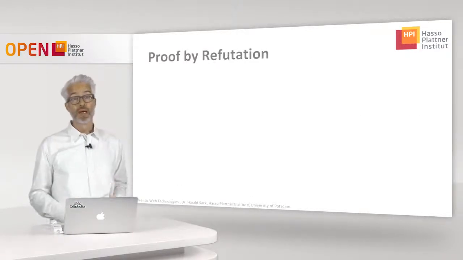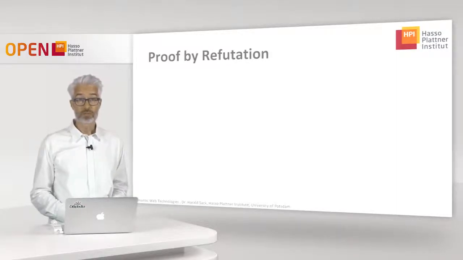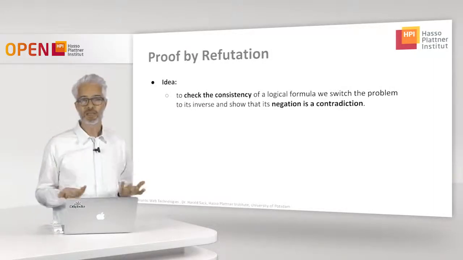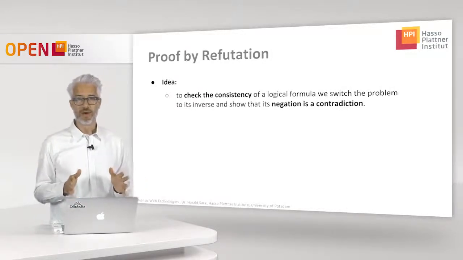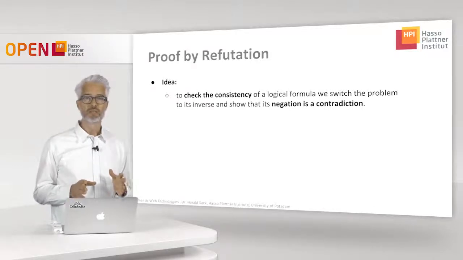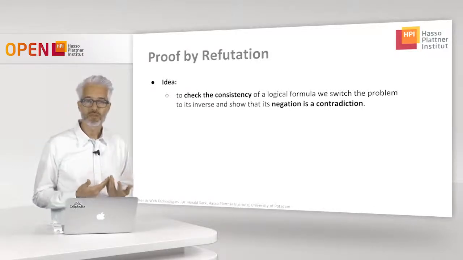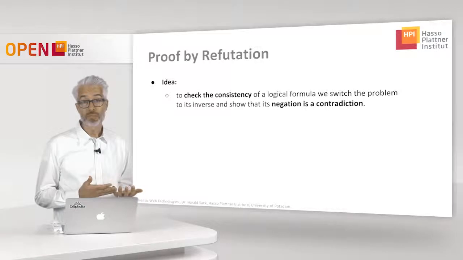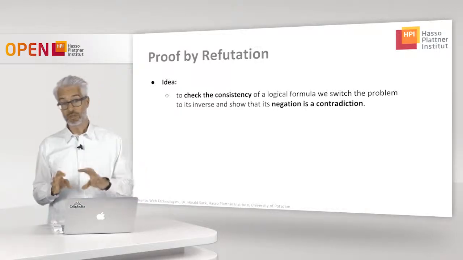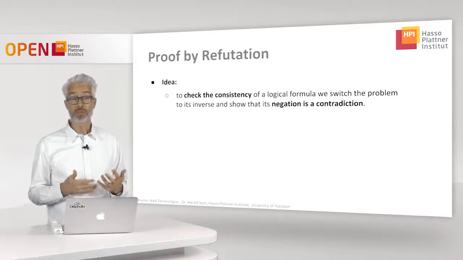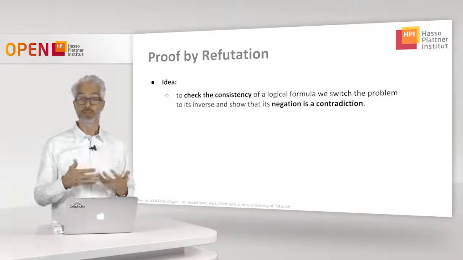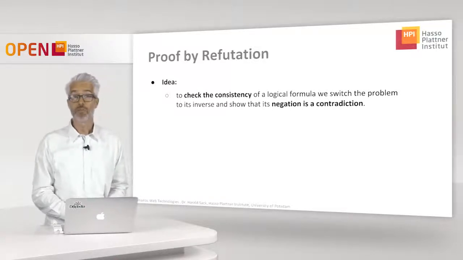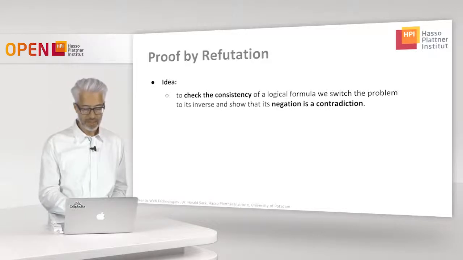Okay, another basic principle is the so-called proof by refutation. So what you often do is follow the following idea to check the consistency of a logical formula. We switch the problem to its inverse and show that its negation is a contradiction, simply because most of these algorithms that we are talking about are able to show contradictions and not vice versa. So therefore, we use them as a means to do proof by refutation.